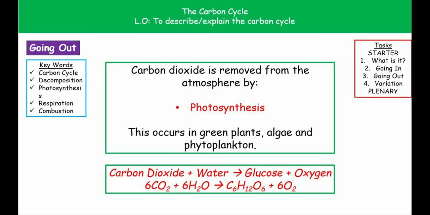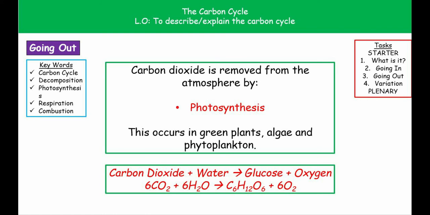Hopefully we remembered from our diagram that the only process to remove carbon dioxide from the atmosphere is photosynthesis. And hopefully from our work back in B1, we remember that photosynthesis happens in green plants, algae, and phytoplankton.